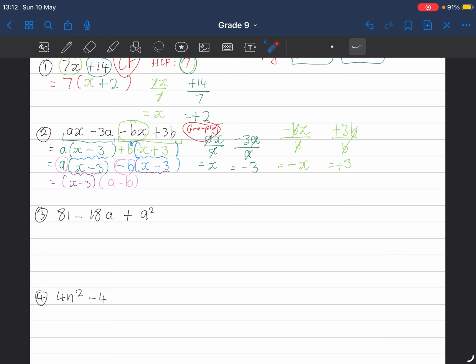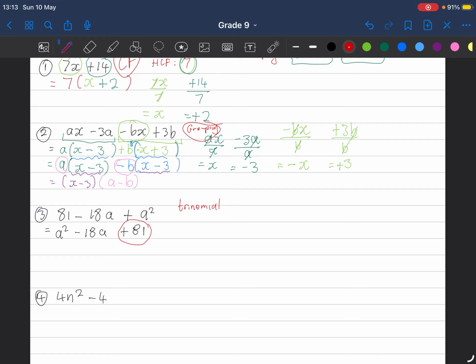For our third one, we now notice that we've got three terms. There's an a squared, an a, and a constant. Obviously, the order looks a bit different, but it is a trinomial. So we're going to try a trinomial, but we try to first make sure it's in the correct order. So we're going to put our highest exponent first, which is a squared. Then our variable, which is negative 18a. And lastly, our constant. Now we'll begin factorizing.